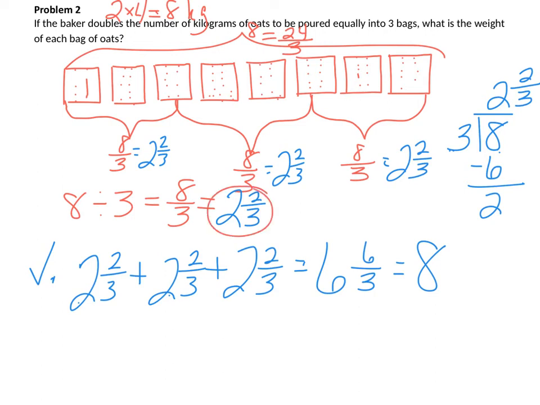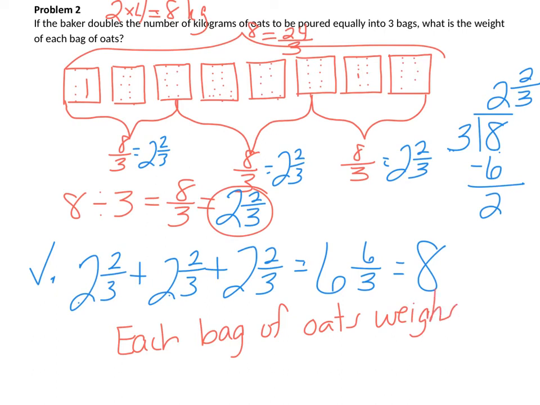So I need to rewrite the question, or put my answer in a statement. I need to read the question to know what to write. What is the weight of each bag of oats? So each bag of oats weighs 2 and 2 thirds kilograms. Must have my unit. Make sure everything I did in the video, you did too.